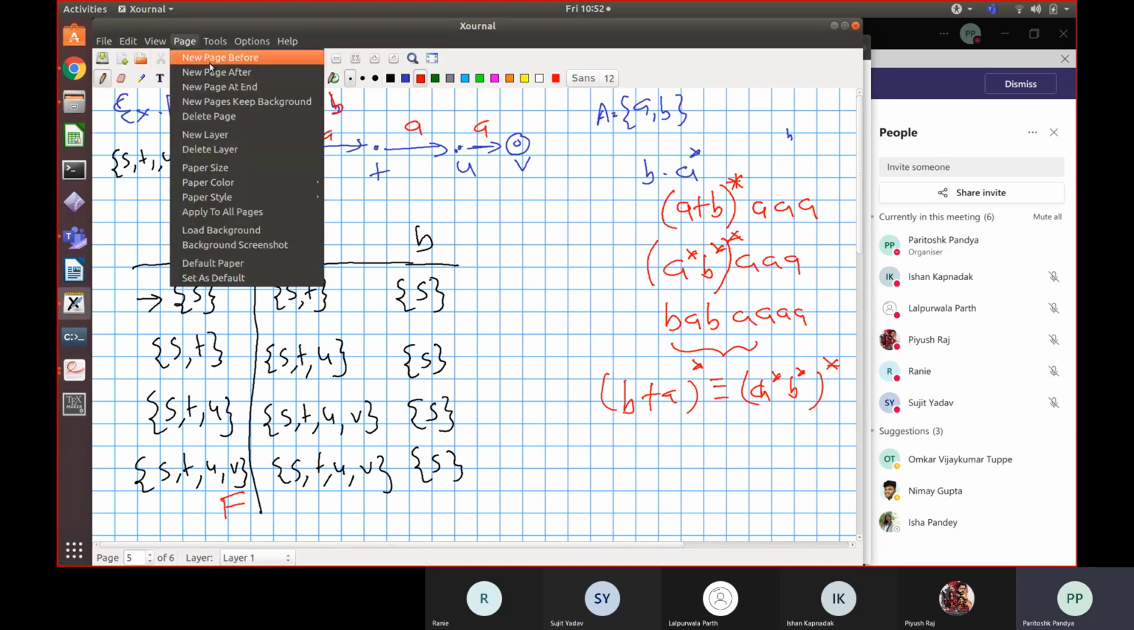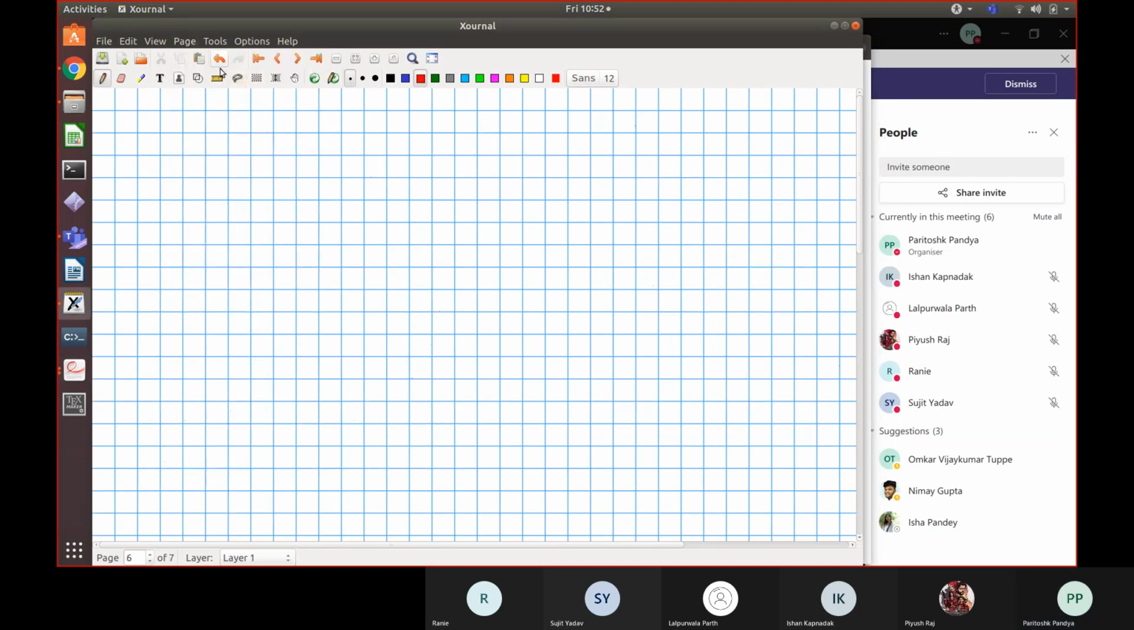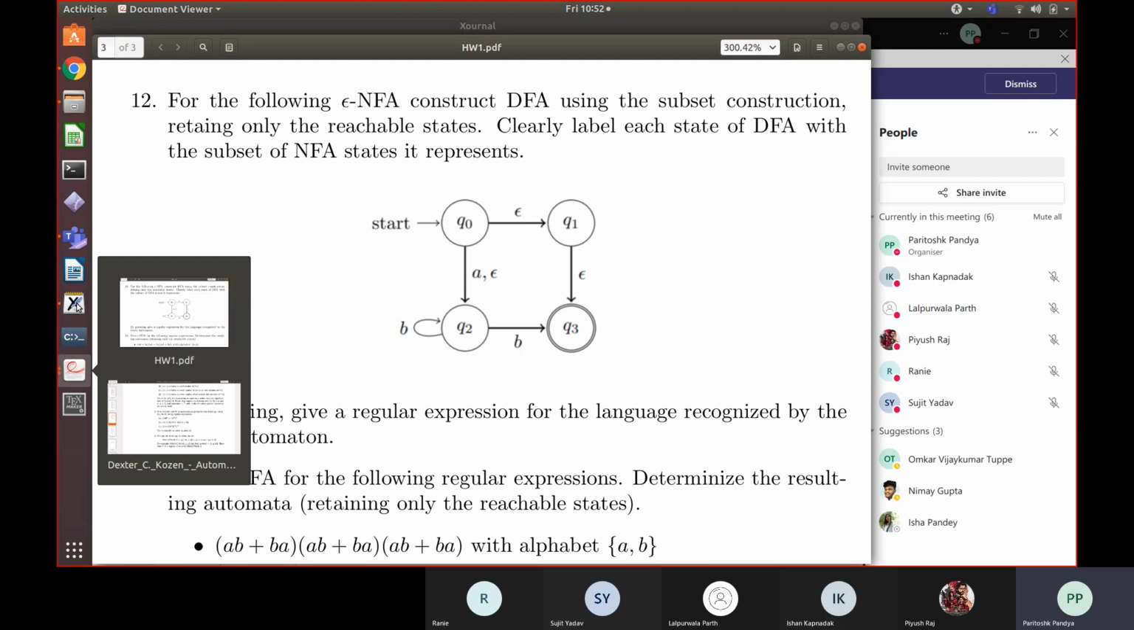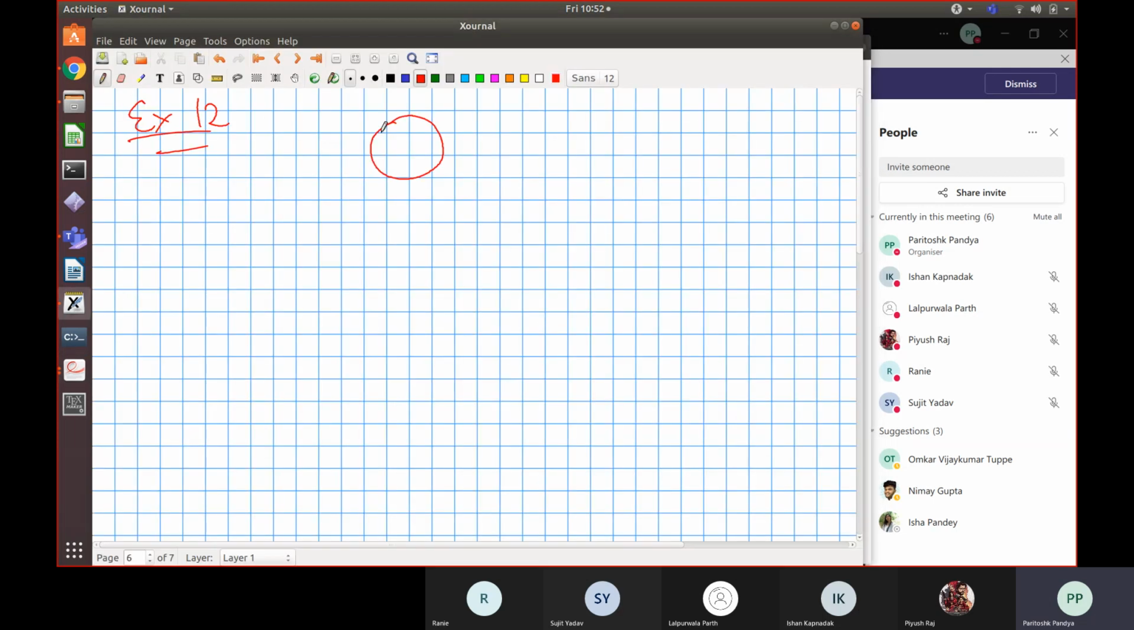So I will add a page. Exercise 12. And what was the automaton? Now I don't remember that very well. Q0, Q1, Q3, Q2. Okay, weird numbering. Q0, Q1, Q3, Q2.